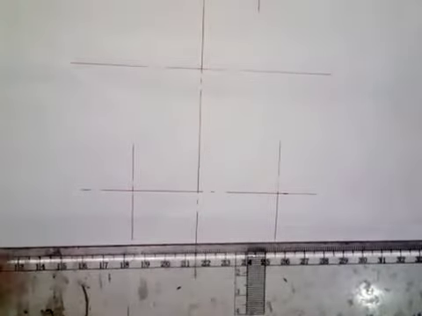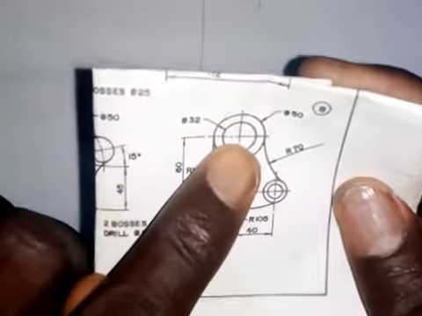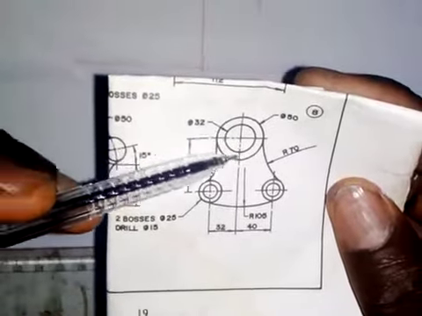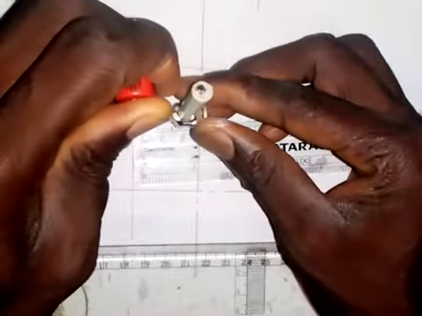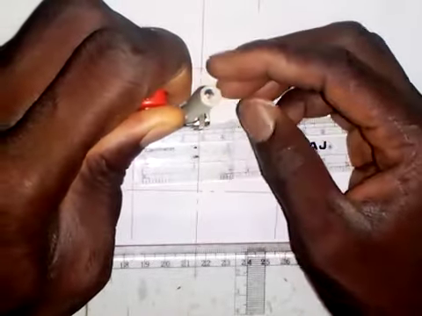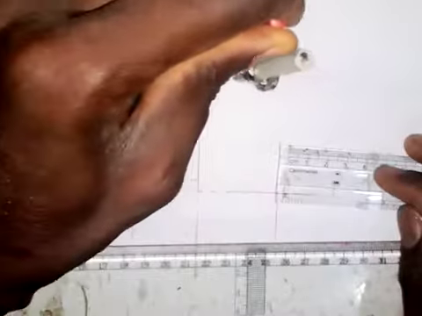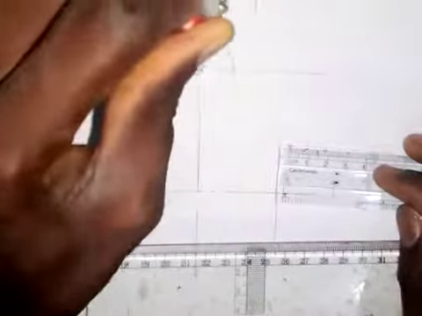All right, so the next thing I'm going to do is draw these two circles here. The diameter of this small one is 32, the radius is 16, while this one's diameter is 50, the radius is 25. So I will take 16 millimeters on my ruler with my compass. Put it at the center here, and I will draw a circle. Just take it easy. All right, so this is the circle.